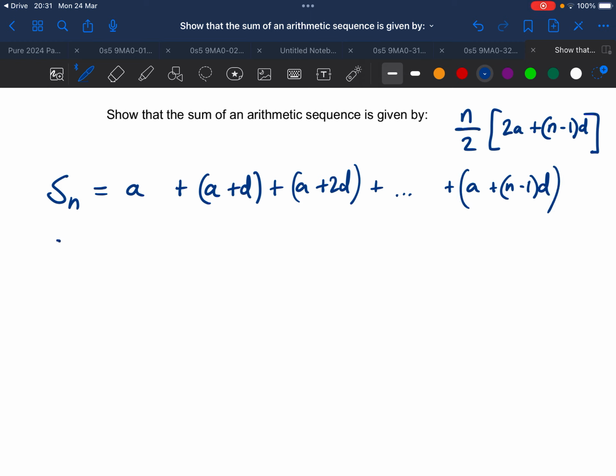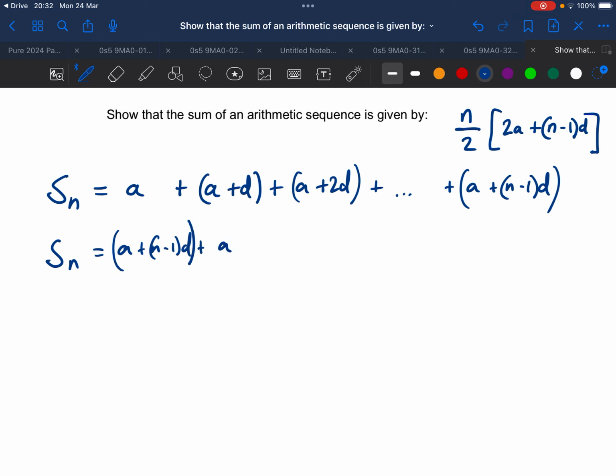We're going to write the same thing, but we're going to write it in reverse. So I'm going to write this one here, for example. So this will be a plus n minus 1 d. I'm going to do another one here, just so you can see what's going on. Now, that was the last term. This would be the term one before. So let's do a plus n minus 2 d. That would have one less of the difference.